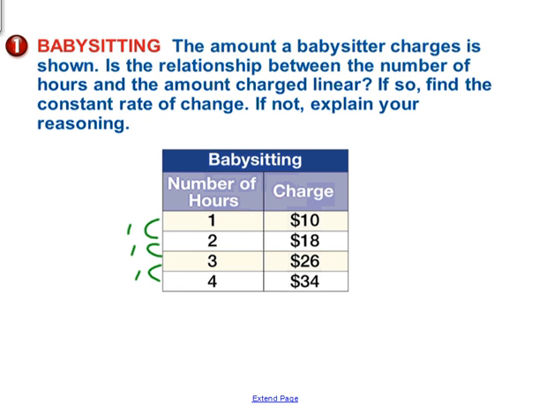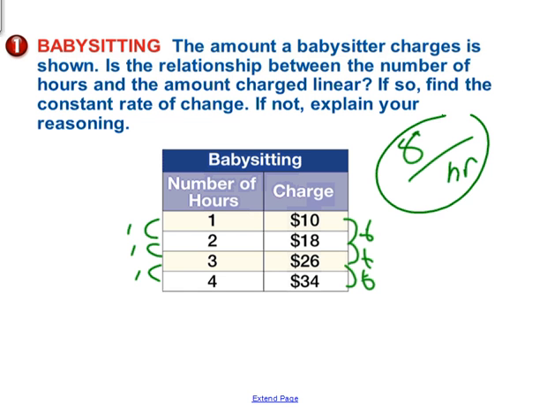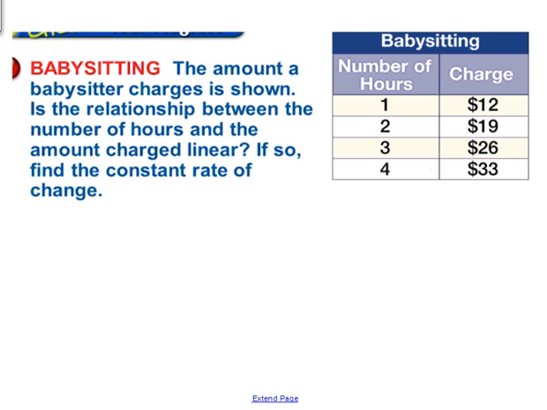If I look at this side over here, the change from 10 to 18 is 8. 18 to 26 is 8. 26 to 34 is 8. So it is a constant rate of change. It means the babysitter earns $8 per hour, the linear rate of change. Please do this problem on your own. Come back and check the video to see if you're correct at the end. You can pause the video and then come back.